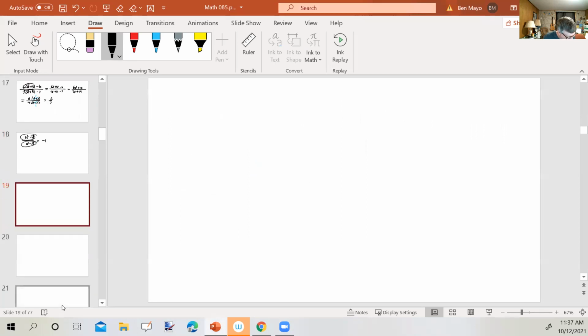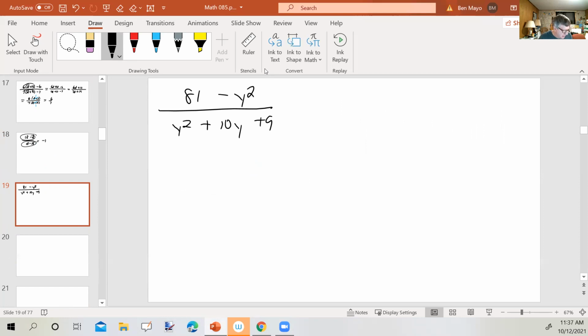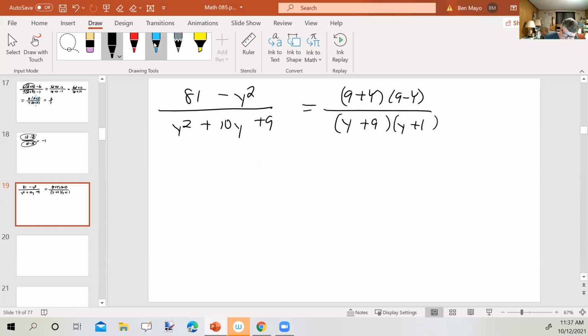Okay, how about this one? 81 minus y squared over y squared plus 10y plus 9. And it says simplify. If the expression cannot be simplified, it does not simplify. In the numerator, I have the difference of 2 squares. In the denominator, we have y and y, plus 9 and plus 1. Y plus 9 and 9 plus y are equivalent, so those reduce down to just 1 over 1. So I'm left with 9 minus y over y plus 1.